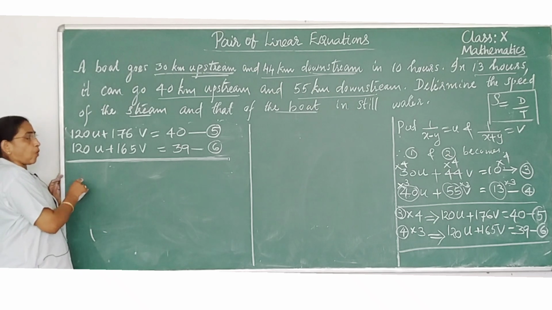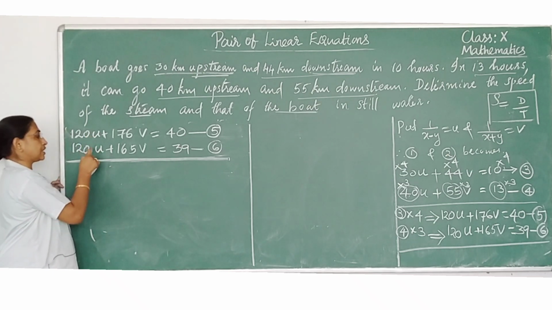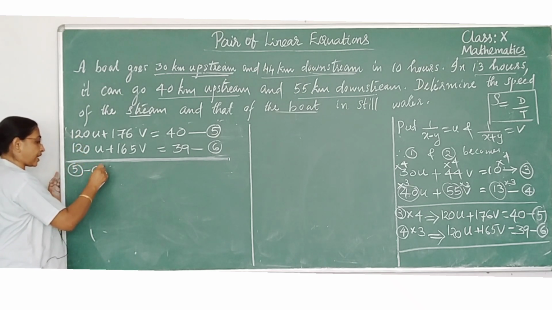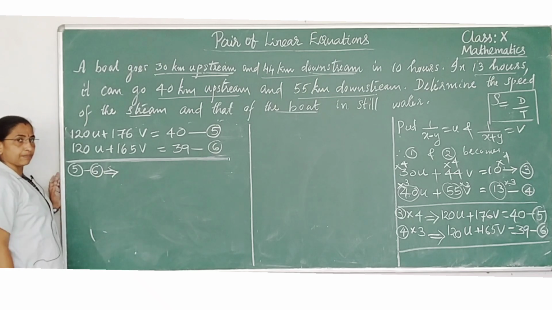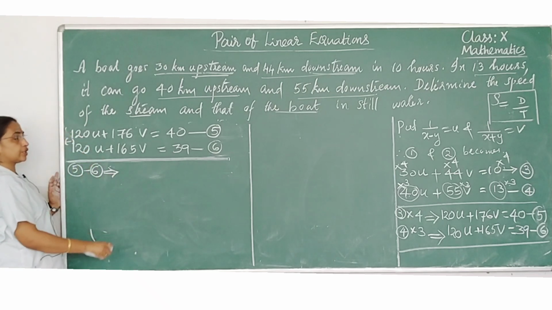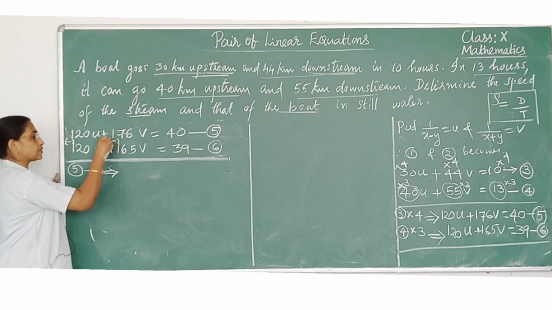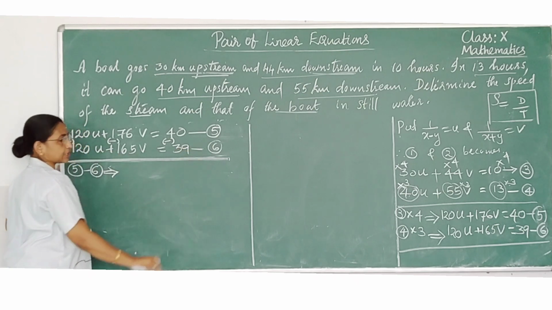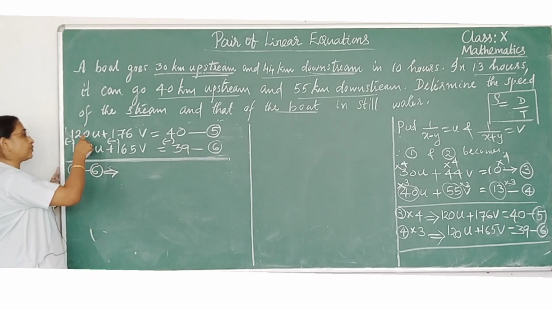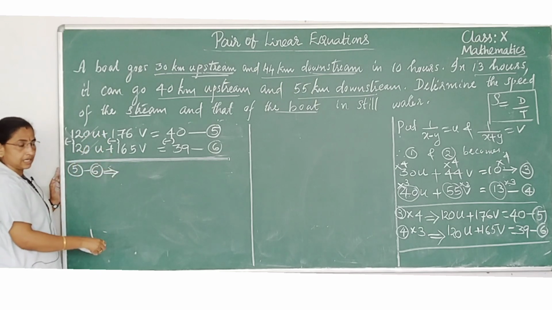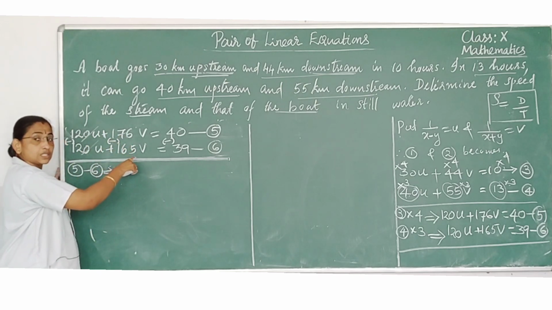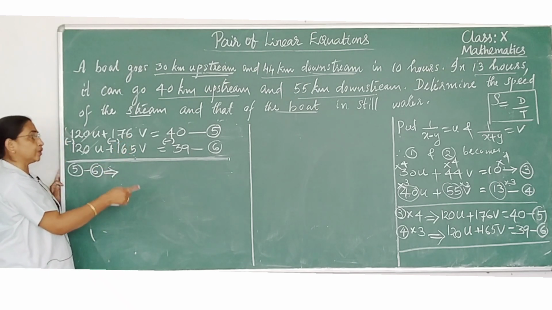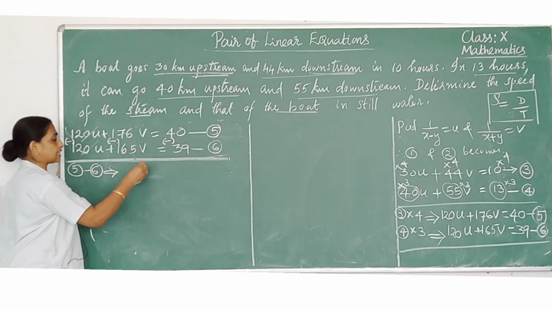Listen here. The coefficients of u are alike, plus 120, plus 120. So, to eliminate them, I am going to subtract equation 5 and equation 6. 5 minus 6 implies plus 120 becomes minus 120, plus 165 becomes minus 165, plus 39 becomes minus 39. You need to change the sign of the second equation. Then add up plus 120 minus 120, you get cancelled. Plus 176 and minus 165, both of them have different signs. If they have different signs, what you want to do? You need to subtract. Subtract, you get 6 minus 5 is 1.